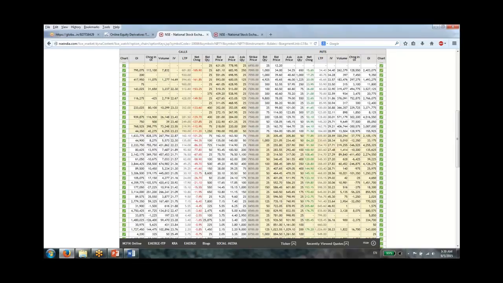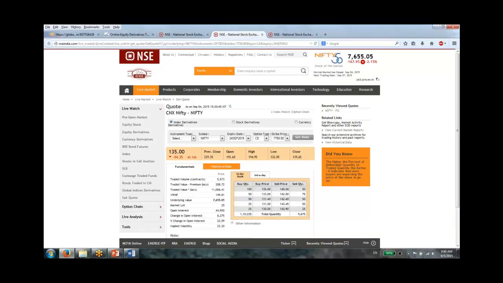Delta is the most basic Greek. It's the most basic element of an option. It's essentially trying to measure the sensitivity of the option price to the movement in the share price. So for example, if I open this particular option, which is the 7,750 strike price call option with an expiry on the 24th of September, I see that it is trading at 135. And Nifty currently is at 7655. That was the last closing of Nifty.